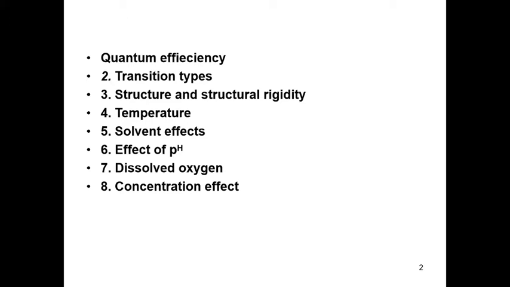Based on this, the next concept in this chapter is variables affecting fluorescence and phosphorescence, in common it is luminescence. Molecular structures and the chemical environment influence whether a substance will fluoresce, and the intensity of these emissions will be decided. This is dependent on these variables. These variables can be quantum efficiency, transition types, structure and structural rigidity, temperature, solvent effects, effects of pH, effects of dissolved oxygen and concentration effect.